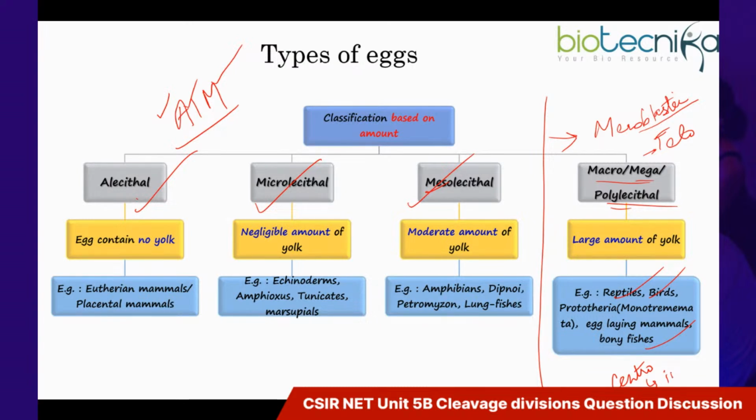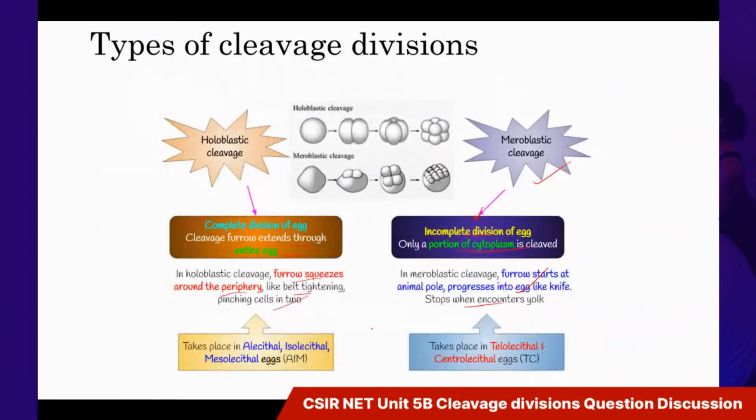So that happens in insects. Okay, so centrolecithal and telolecithal eggs you can remember as TC. They undergo meroblastic cleavage, whereas AIM undergoes holoblastic cleavage. Now you must remember the organisms for that, like what undergoes what things. That I'll show you in the next question.